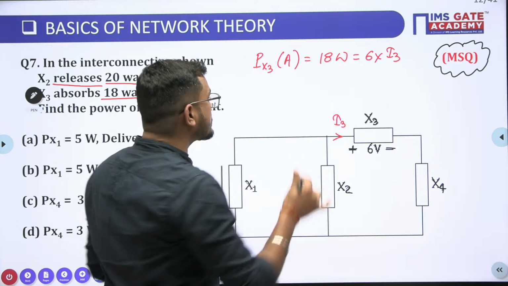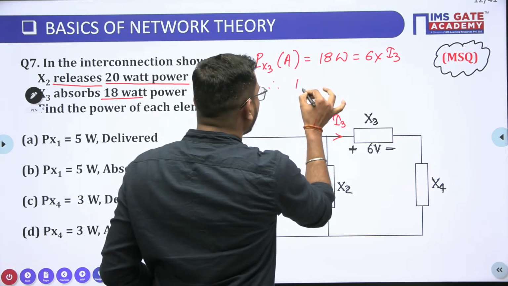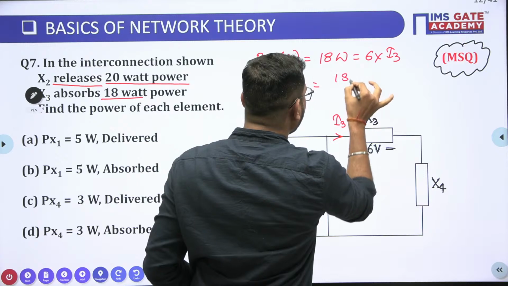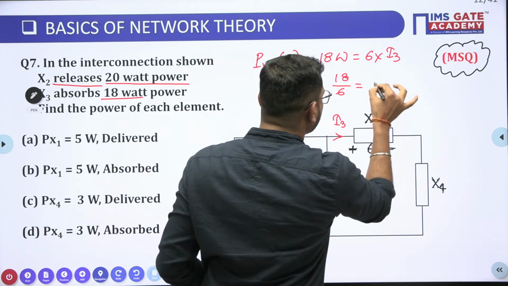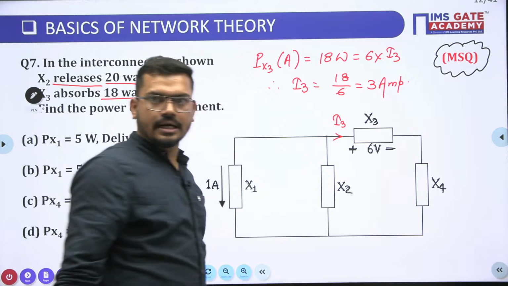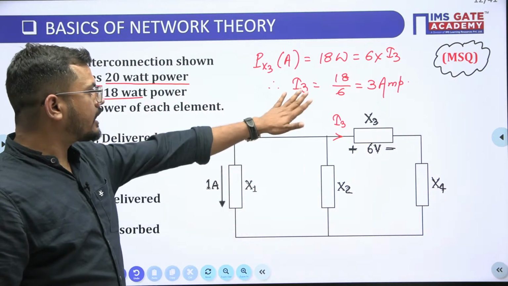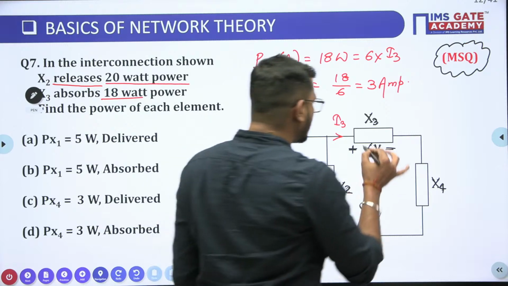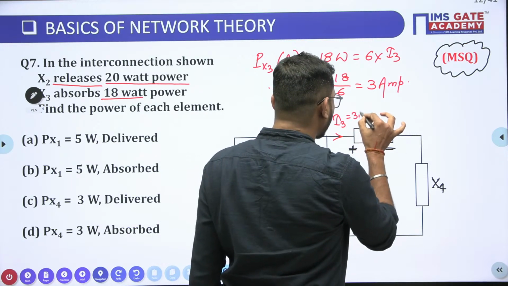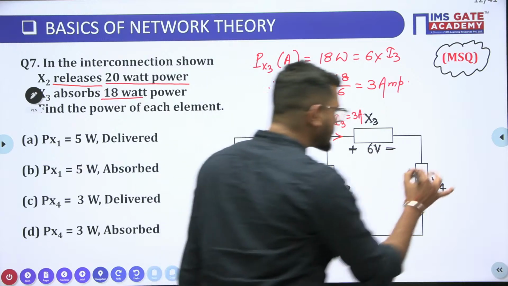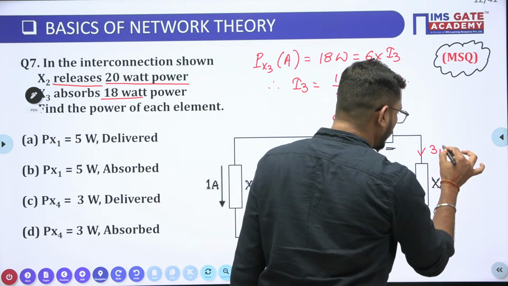So therefore, from here we can write I3 equal to 18 by 6, which is nothing but 3 ampere, guys. Is this clear to all? So this current will be what, guys? This current is nothing but 3 ampere. And again this current will be 3 ampere only. Very good.